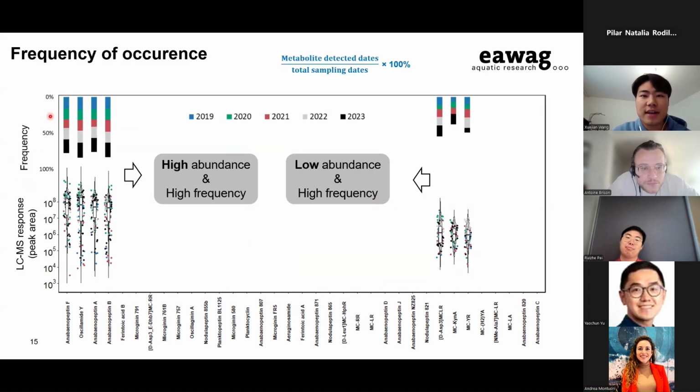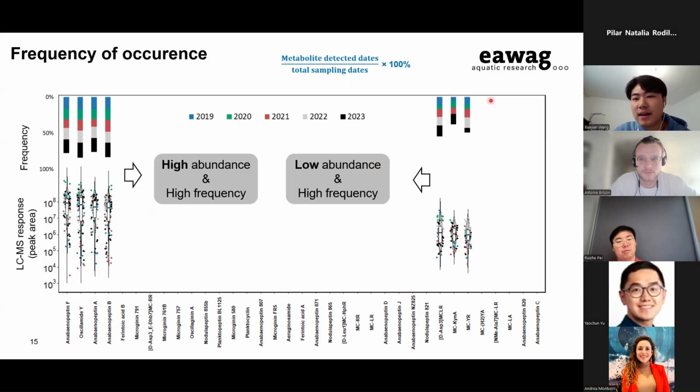I also further calculated the detection frequency of each metabolite. It was calculated by dividing the dates that the metabolite was detected by the total sampling dates. So if we put together the frequency information and the LC-MS response, you could see there are some metabolites, for example on the left part here, that are highly frequently detected. And they also have high LC-MS response.